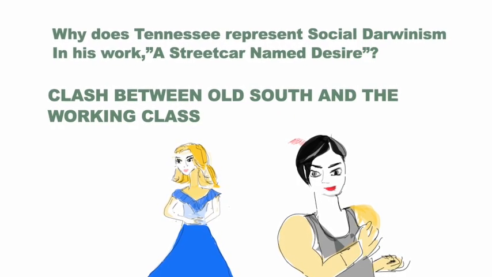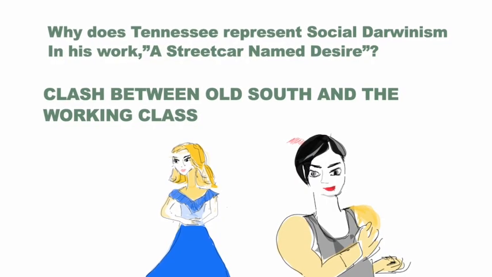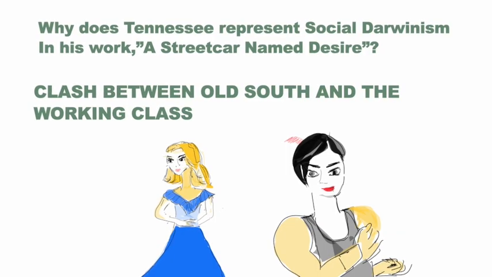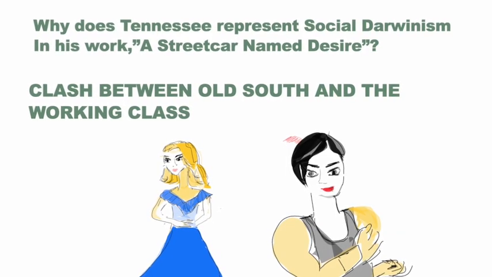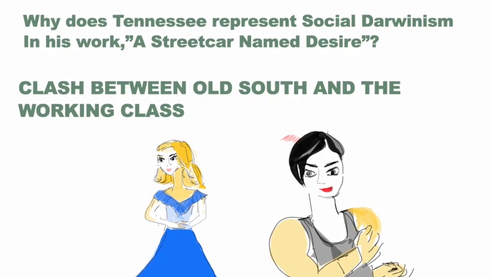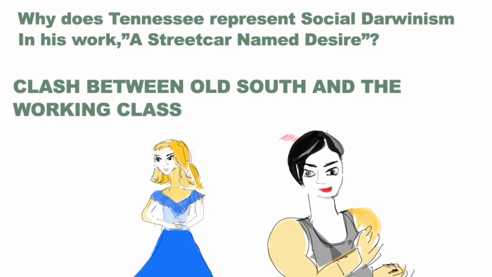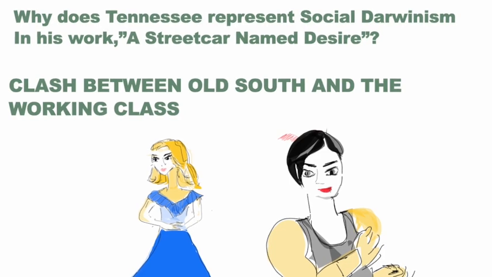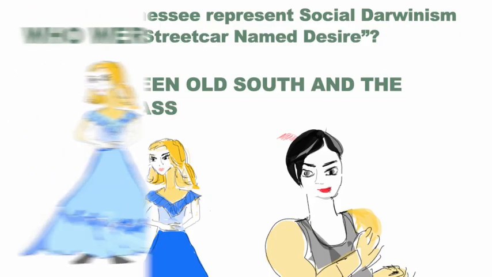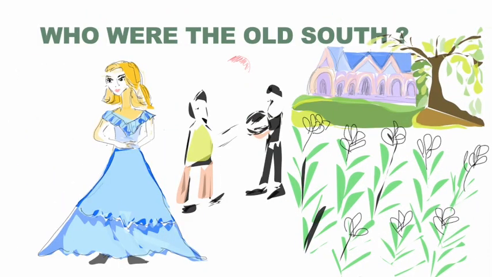William represents social Darwinism in A Streetcar Named Desire through the brutal clash of characters, class, and values, where the strong dominate and the weak collapse in the harsh post-war world. The clash takes place between the Old South and the working class. The Old South refers to the declining aristocracy.